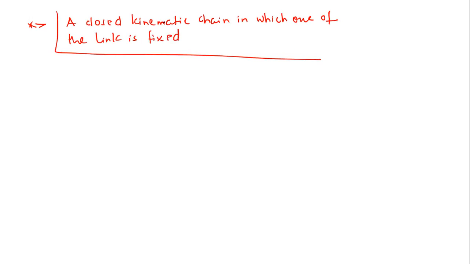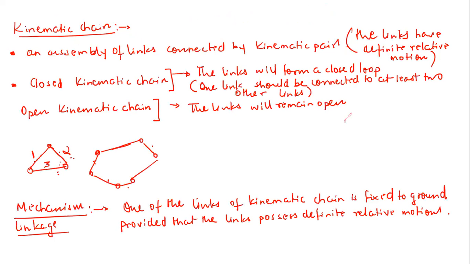So in other words, you can define a mechanism simply as a closed kinematic chain in which one of the links is fixed, right? This is a very important definition of a mechanism, which many times is asked in interviews or the GATE examination, right? So in simple words, a mechanism is a closed kinematic chain in which one of the links is fixed.